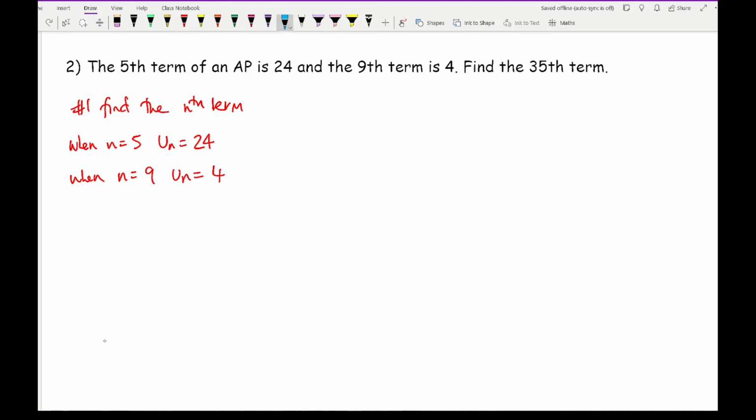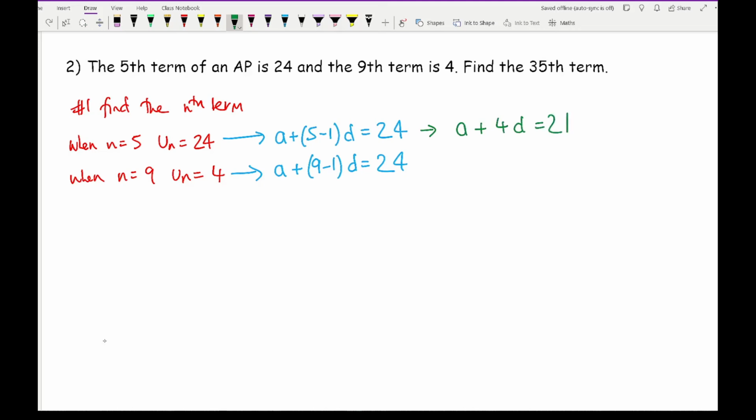So I'm going to translate that into our formula. Here I've got a plus 5 take away 1 d equals 24, and then I've got a plus 9 take away 1 d equals 4. If I then simplify those, well, I don't need to expand the bracket. So here I end up with a plus 4d equals 24, and here I get a plus 8d equals 4. Now from that, what I then want to do is turn this into a simultaneous equation question.